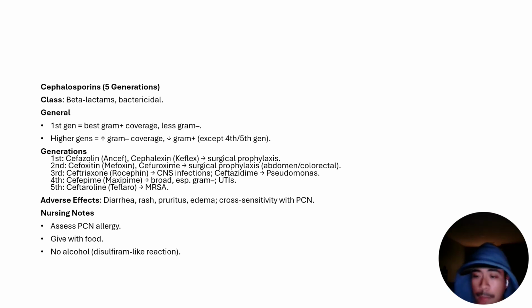Second generation works with gram-positive as well. It does work with some gram-negative, not as good as others, but better than the first generation. Again, there are some medications not put there. Third, very great against gram-negative, not so great against gram-positive. Fourth and fifth are broader in terms of bacteria. They don't really specialize into one. But the fourth one, I do know that it works with UTIs, and the fifth one is a lot broader, so MRSA. Adverse effects I have listed there: diarrhea, rash, edema, cross-sensitivity with other penicillins.